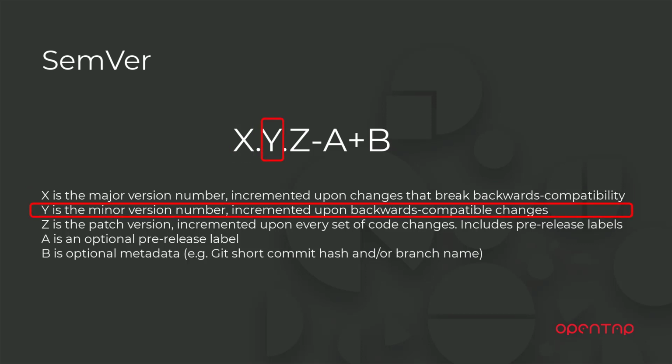Y is the minor version number, which is incremented on release of a package that is backwards compatible. Z is the patch version, which is incremented upon every set of code change. The patch version can also include pre-release labels such as alpha or beta or RC for release candidate. A is the optional pre-release label and B is optional metadata. For example, it can be a commit hash or a branch name.